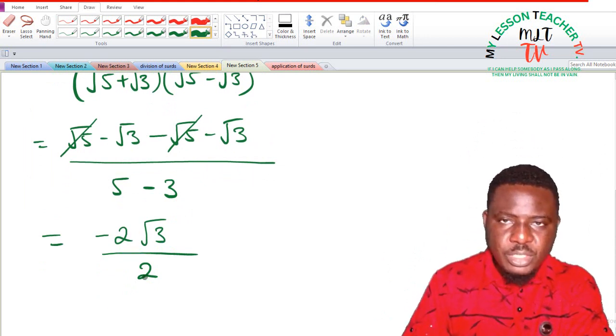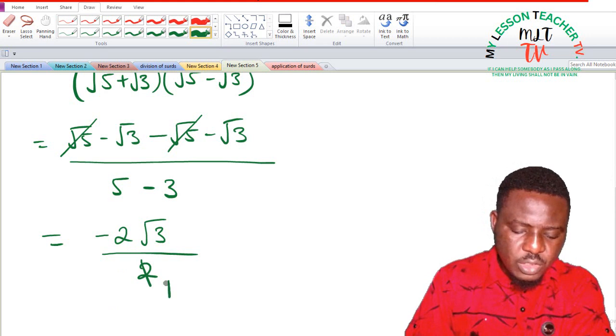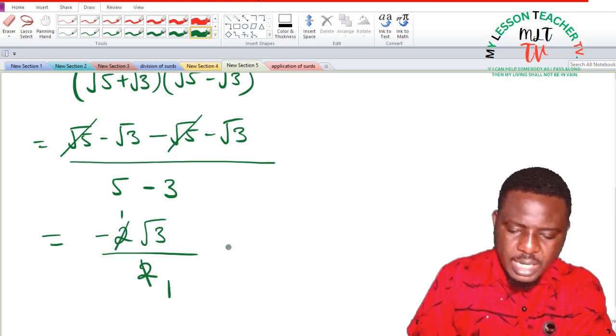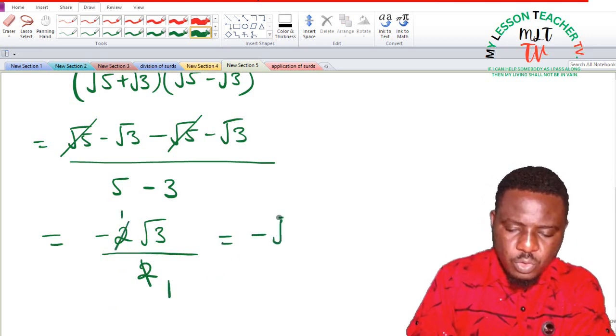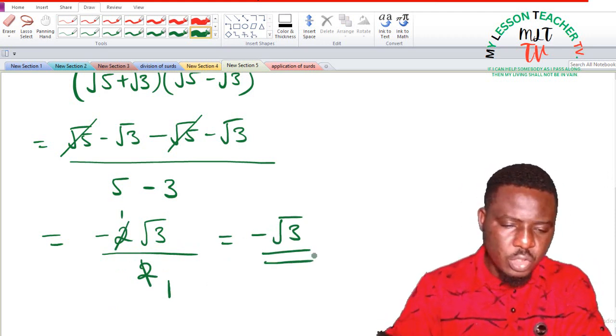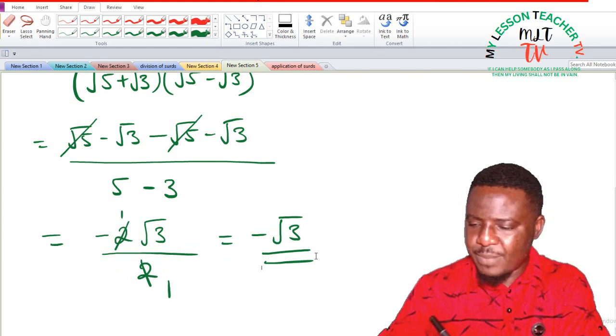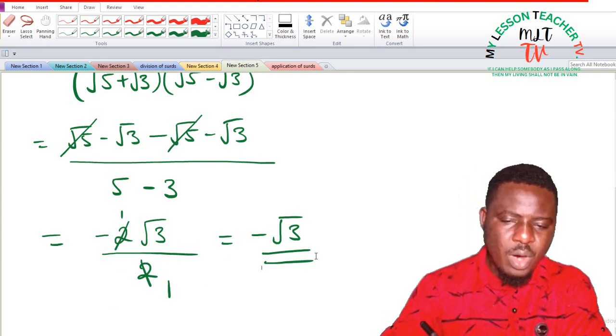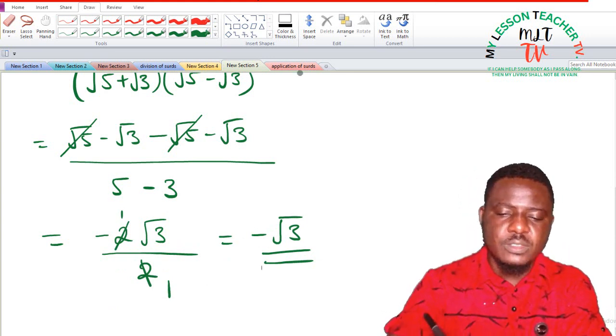And 2 can divide both the numerator and denominator. 2 into itself is 1. 2 into 2 is 1. Leaving us with minus root 3 as our answer. So this is the solution to the assignment I gave you, while we move into applications.